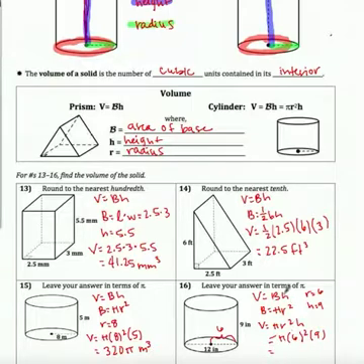So we're leaving it in terms of pi. So we're going to say 6 squared, which is 36 times 9. And when we do that, we get 324. So 324 pi inches cubed would be our answer.